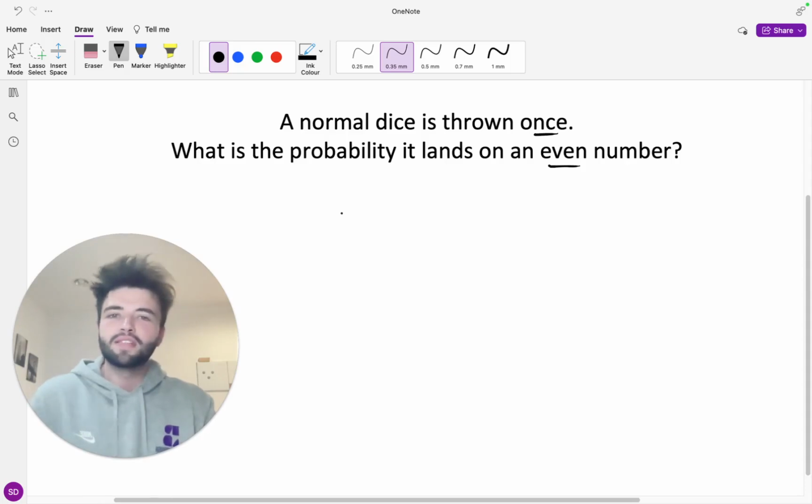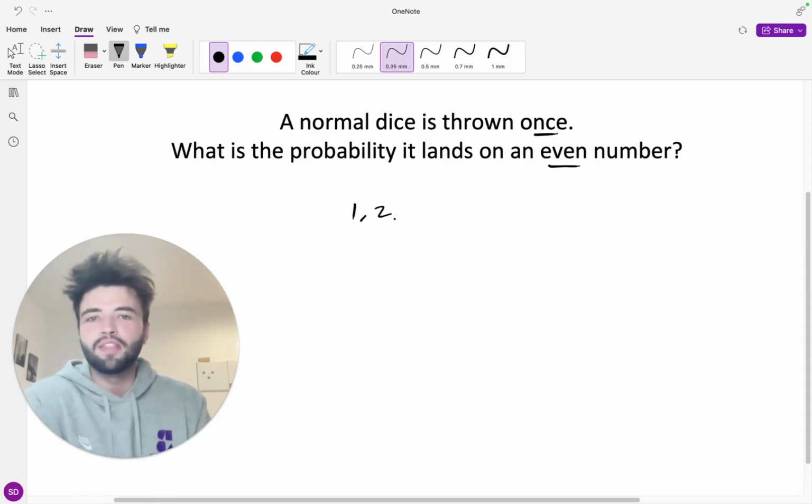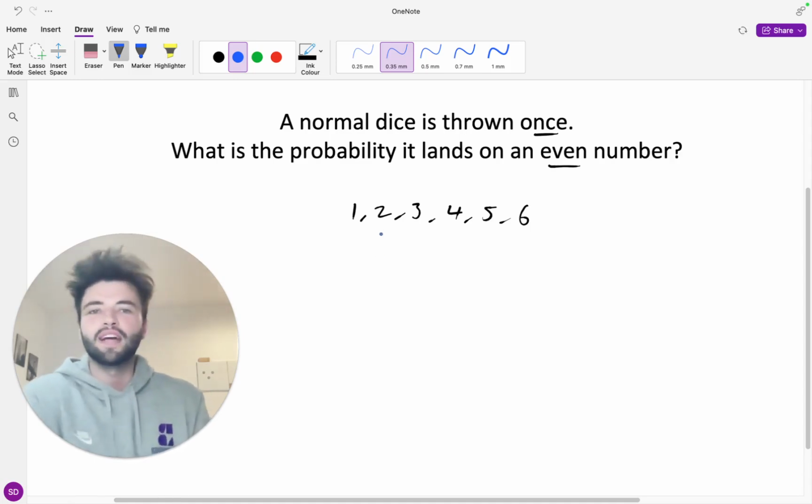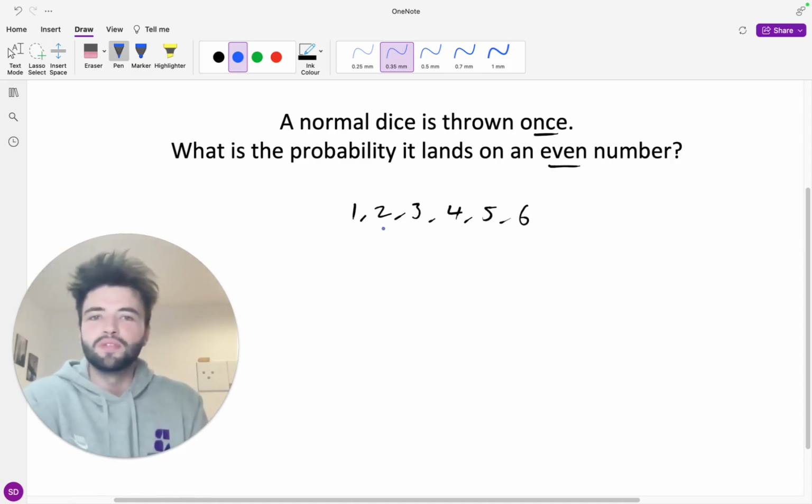And so as we know, a dice has 6 faces and they just contain numbers 1, 2, 3 and so on to 6. And so what we basically need to do is just count how many of these outcomes are going to be even numbers. So we can see that there's going to be 2, 4 and 6, and so that's going to be 3 out of the 6 outcomes.